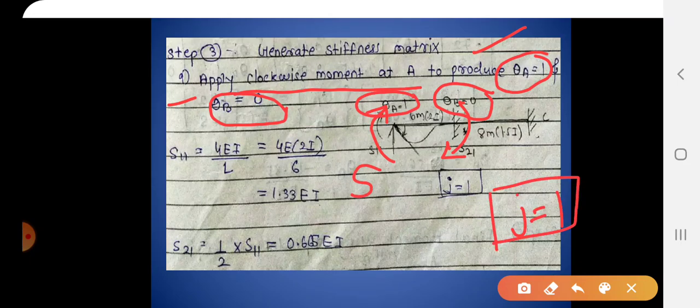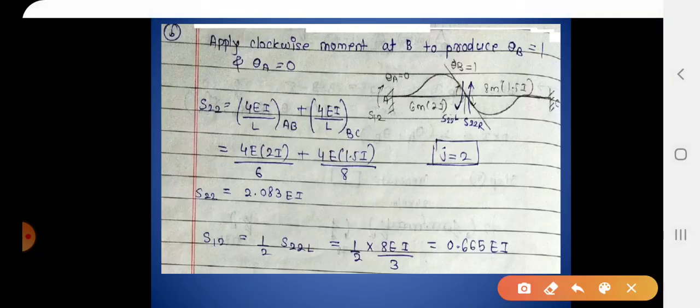So this moment at A will be S11 and at B will be S21. First you will get the value of S11: 4EI by L, where I is 2I here, please note that, and you will get the value of S11. Then S21 is the half carried over from A, that is half of S11. Now go to part B.